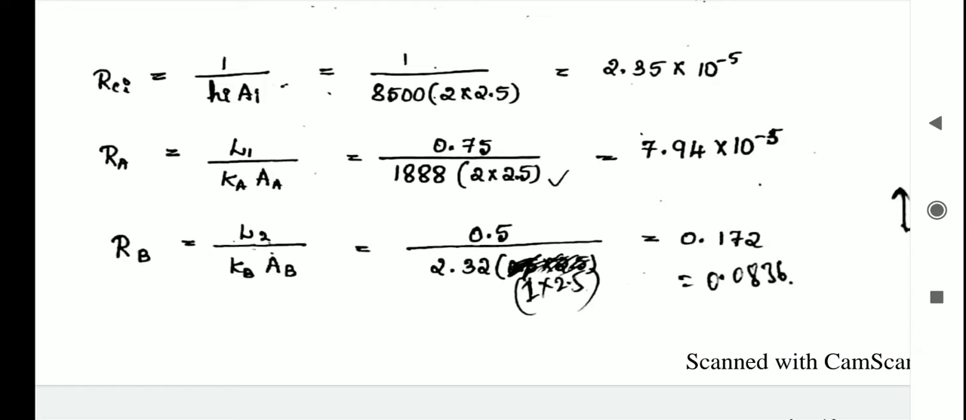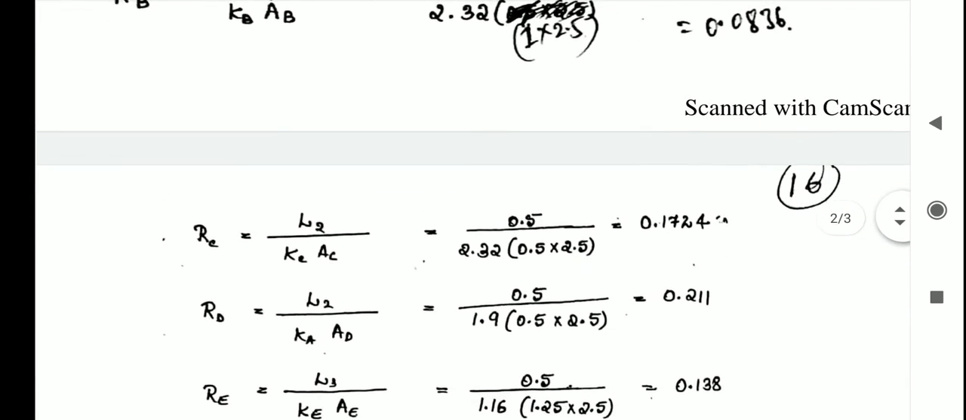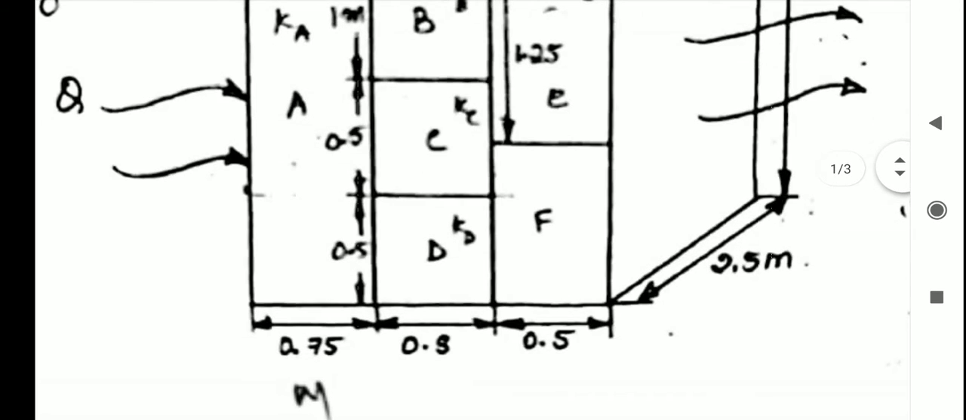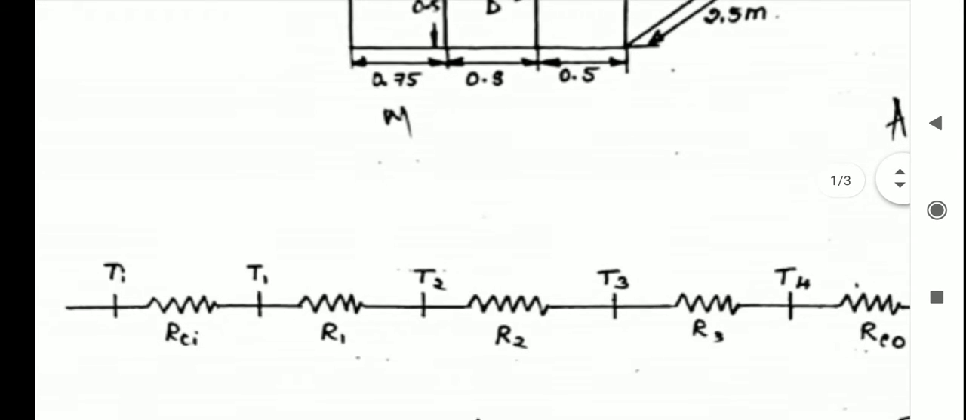RB is L2 divided by KB into AB. So 0.5 divided by K value 2.32 into 1 into 2.5, so you will get 0.0836. And RC is LC divided by KC into AC. So LC is 0.5, KC is 2.32 into 0.5 into 2.5. For C material the area is 0.5 into 2.5.